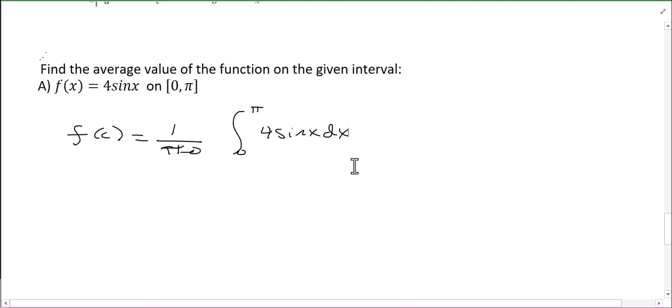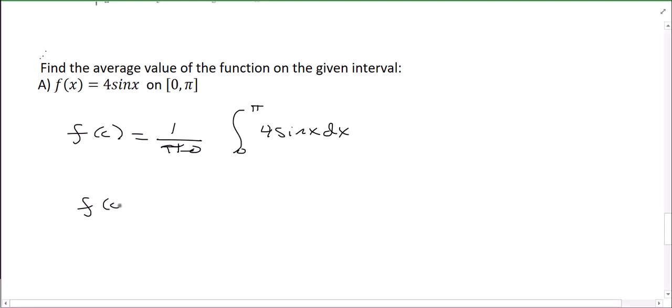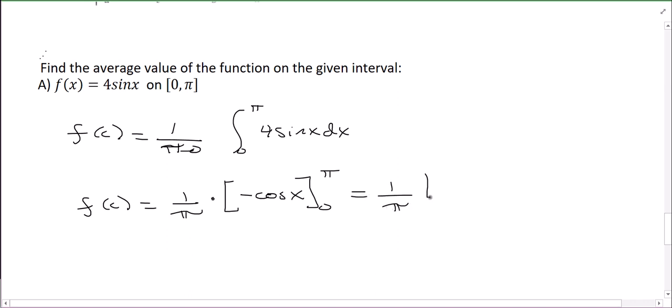And then we solve this integral. So f of c, the average value of the function, is 1 over pi times, and then let's integrate that. What is the integral of 4 sine x? You can take the 4 out, so you're really just looking at the integral of sine x, which is negative cosine x. You're taking the antiderivative from 0 to pi, and then evaluate this. So I'm going to have 1 over pi times, where did my 4 go? So negative 4 cosine of pi minus a negative 4 cosine of 0.